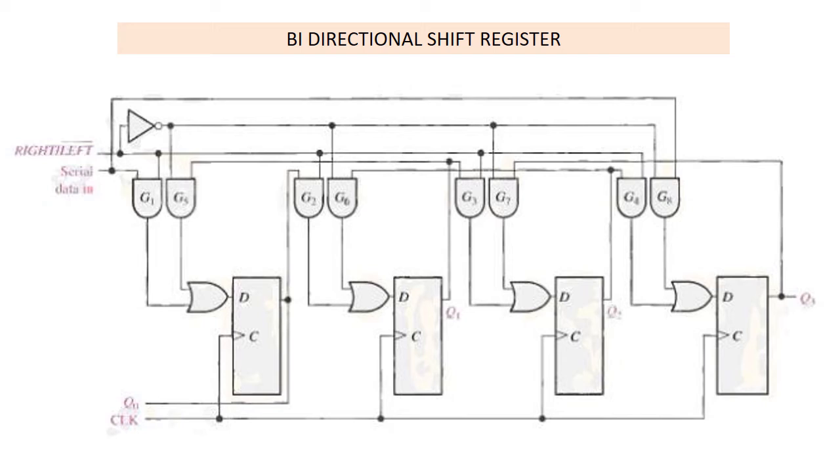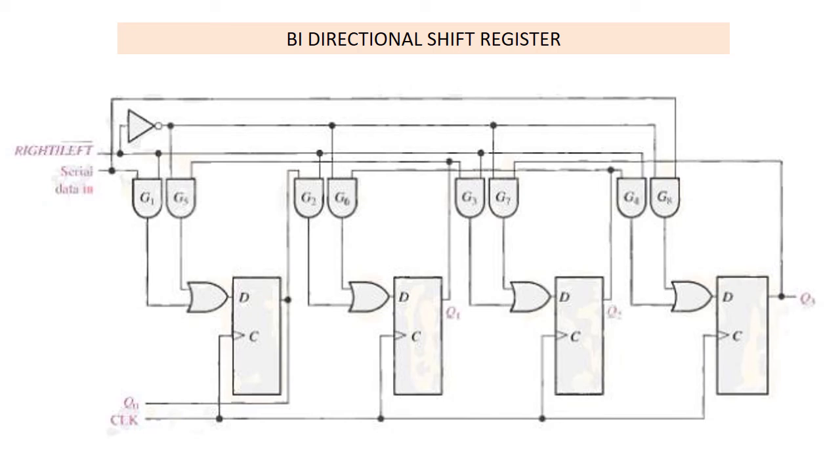A high on the right or left control input enables the AND gates G1, G2, G3 and G4 and disables the AND gates G5, G6, G7 and G8. And the state of the Q output of each flip-flop is passed through the gate to the D input of the following flip-flop. When a clock pulse occurs, the data bits are then effectively shifted one place to the right.